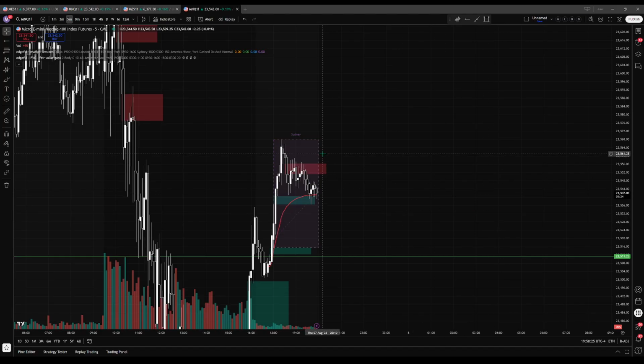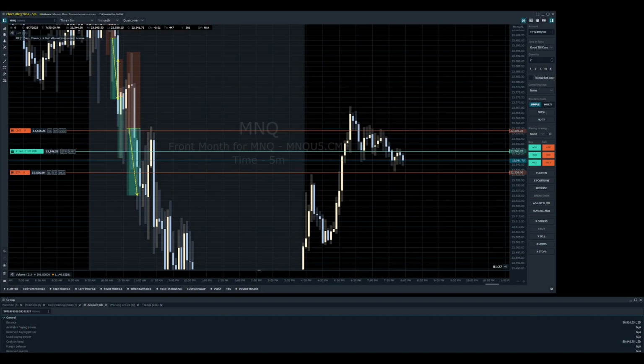Taking our profit at around, let's see what we have in Quant Tower here. I'll pull it up. I already put it in. You'll see 23,556 for the target. We entered at 23,546, and we're exiting at 23,536 for 10 points.